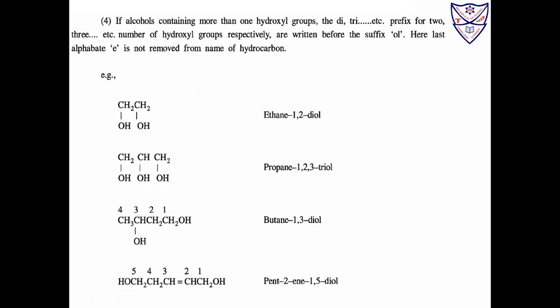If more hydroxyl groups are there in the same compound, then how to write it? If one hydroxyl group, then no issues. If 2, then di; if 3, then tri. So the prefix we have to mention over here. The name of this one is ethane-1,2-diol. Here propane-1,2,3-triol. Here butane-1,3-diol. Here pent-2-yne-1,5-diol.